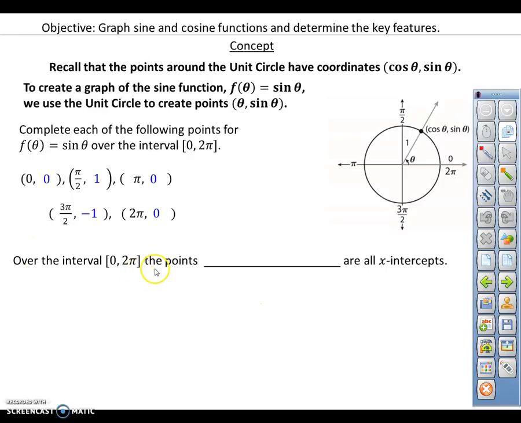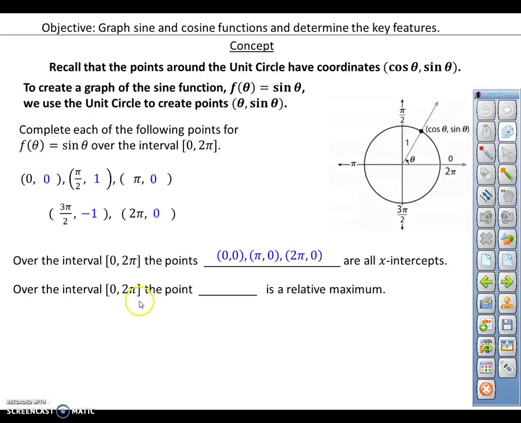Over the interval from 0 to 2 pi, the points that are the x-intercepts are the points that correspond to where we have 0 values. So (0, 0), (pi, 0), and (2 pi, 0) are all x-intercepts. They would occur as points on the x-axis, or theta axis if our variable is theta.